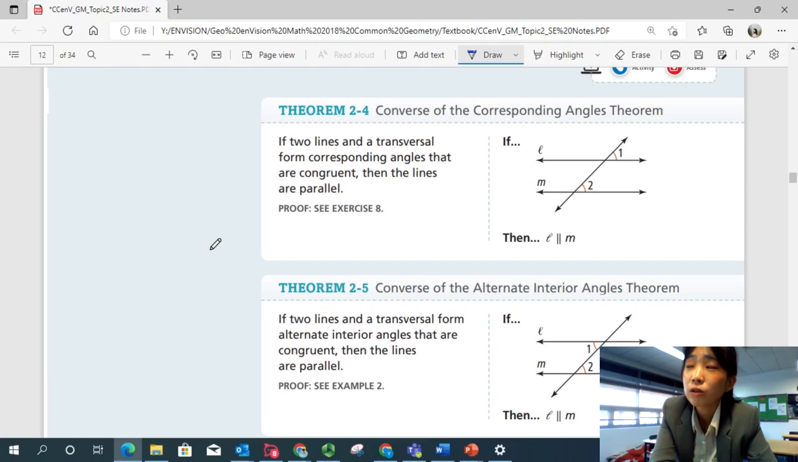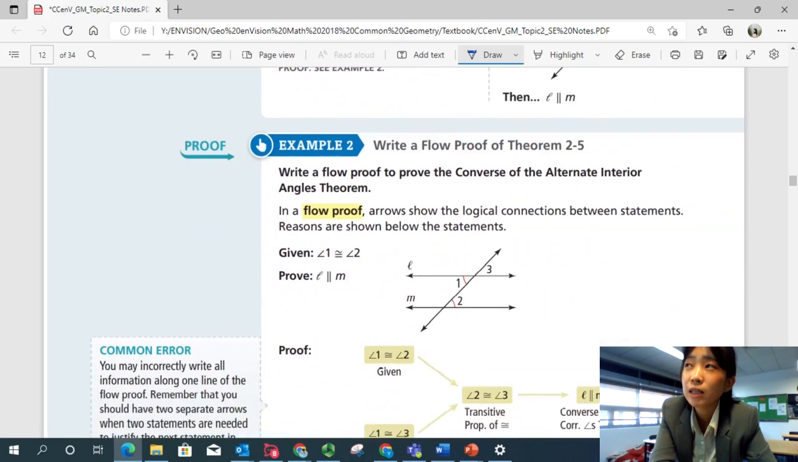Right. So yeah, you still wouldn't be able to prove they're not parallel, but you'll be able to prove the other way, that if the angles are congruent, then it must have two parallel lines. And it's the same for converse of alternate interior angles theorem. If two lines and a transversal form alternate interior angles that are congruent, then you can say that lines L and M are parallel. Let's look at example 2.